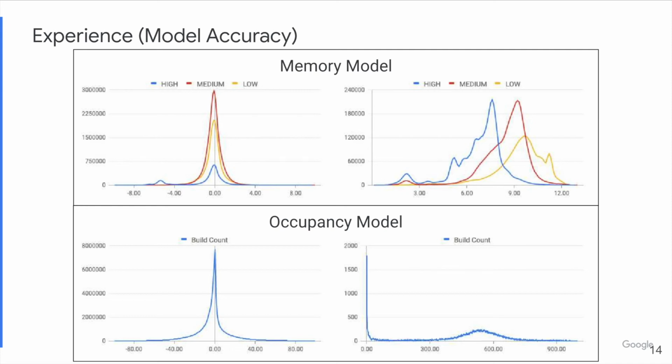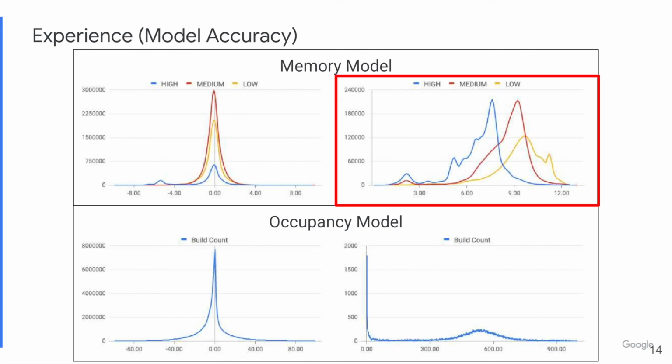In the first graph, the x-axis is the memory usage error, which is equal to the actual memory usage minus the predicted memory usage. The y-axis is the build count. So we can see that for all the high priority, medium priority, and low priority builds, the spike is at around 0, which means that our memory model is quite accurate in predicting the memory usage of a build.